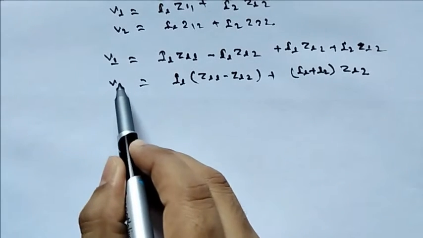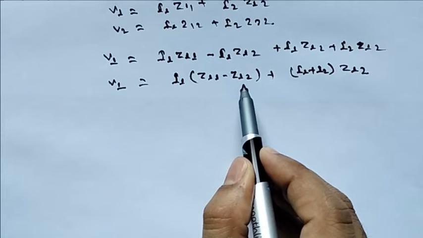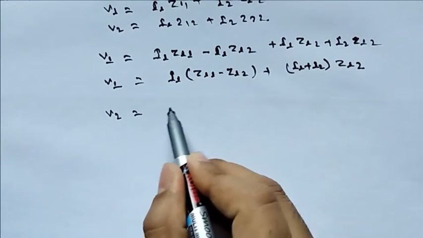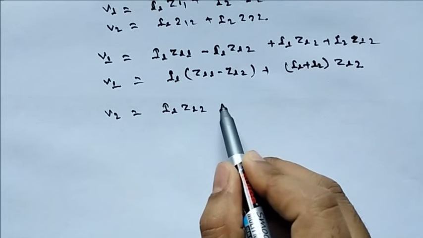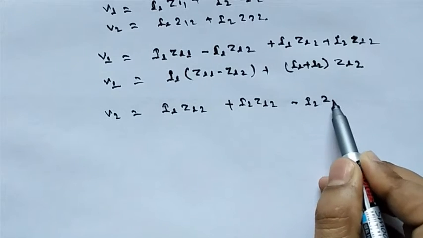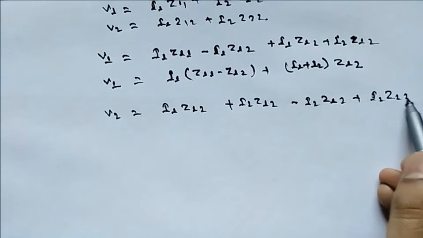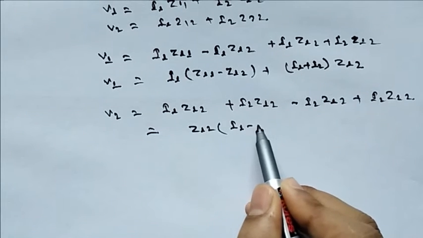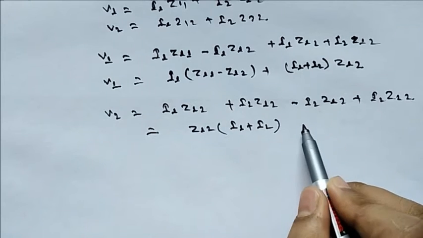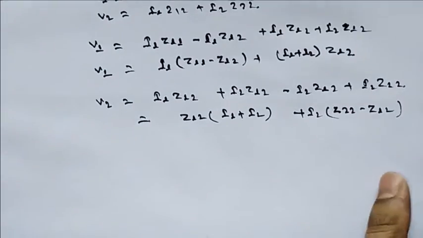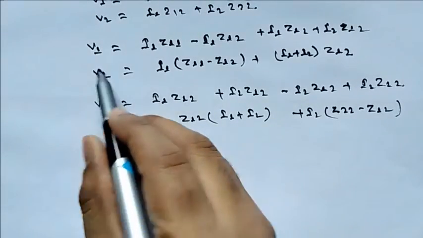V1 is equal to I1 times Z11 minus Z12, plus Z12 times I1 plus I2. Now taking V2, I1 Z12, now adding I2 Z12 and subtracting I2 Z12, plus I2 Z22, then what are we going to get? Here Z12 will multiply I1 plus I2, and here I2 will be common, Z22 minus Z12. So we are having V2, V1.